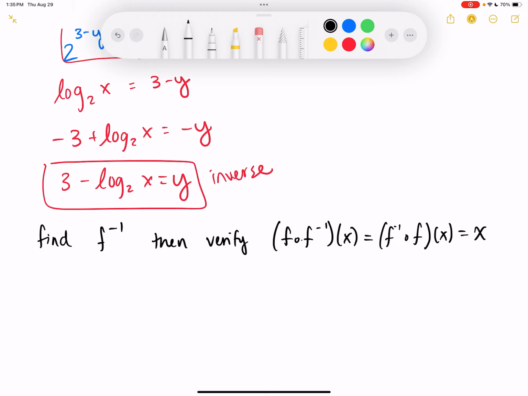I don't like this notation, but that's how they write it, which is why I'm writing it that way so you can see it. All this means is f of f inverse needs to be equal to f inverse of f equal to x. So basically, when you smush the two functions together as a composite, they need to both come out to be equal to just x. Okay, that makes more sense.